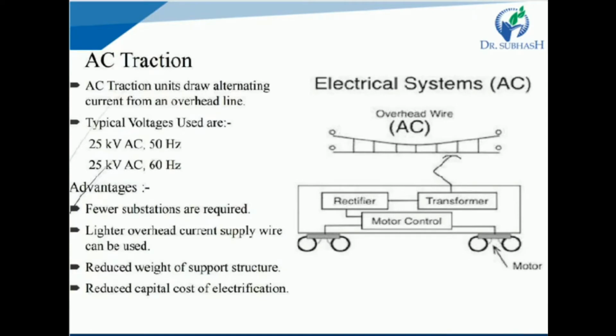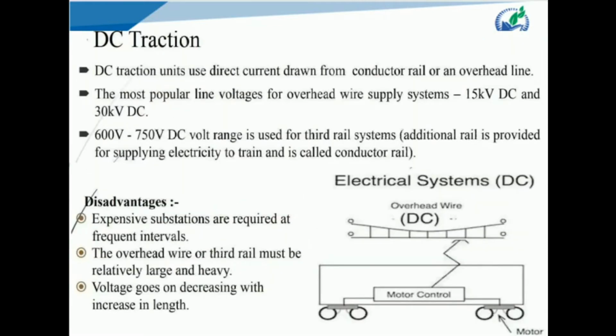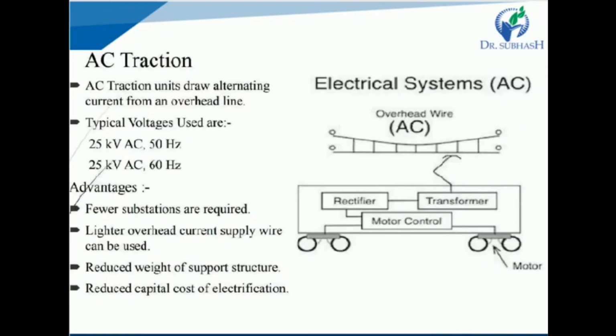The advantages of the AC traction system: fewer substations are required. Lighter overhead current supply wire can be used, because AC is alternating current. Reduced weight of support structure. As we know, in DC we require a third rail, but in this we do not require it, so the support structure has reduced weight. So it reduces the capital cost of electrification. So the AC traction system is less costly as compared to the DC traction system.